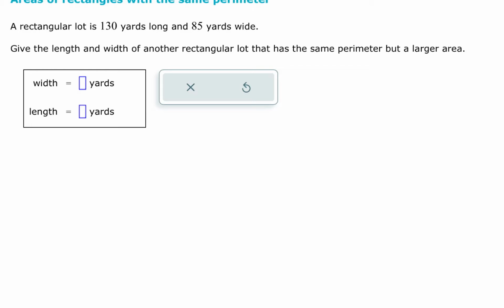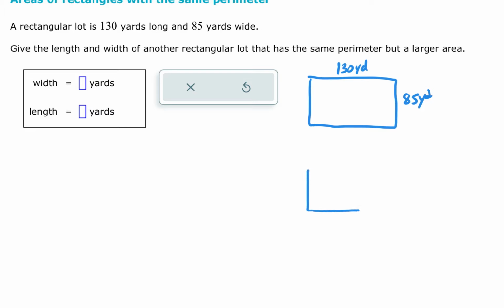This topic is areas of rectangles with the same perimeter. And our first problem says a rectangular lot is 130 yards long and 85 yards wide. I'm going to draw a little sketch of this and then label this 130 yards, 85 wide. The rest of the problem says give the length and the width of another rectangular lot that has the same perimeter but a larger area.